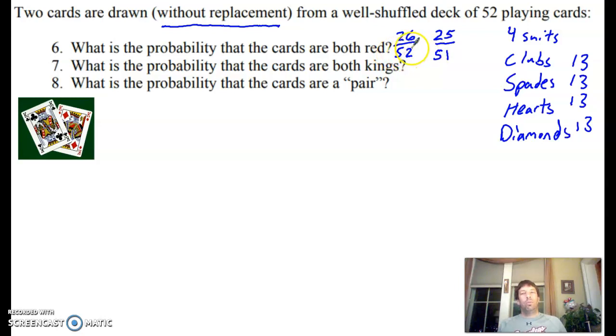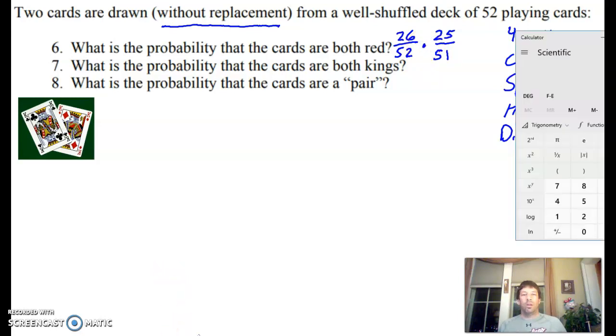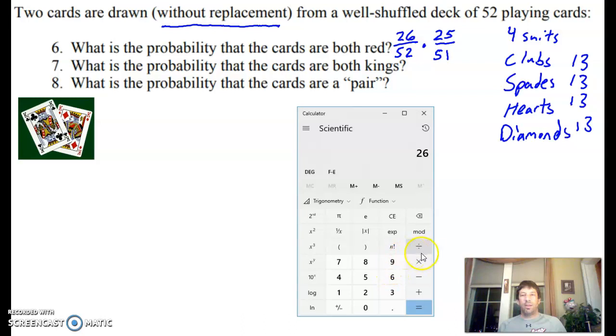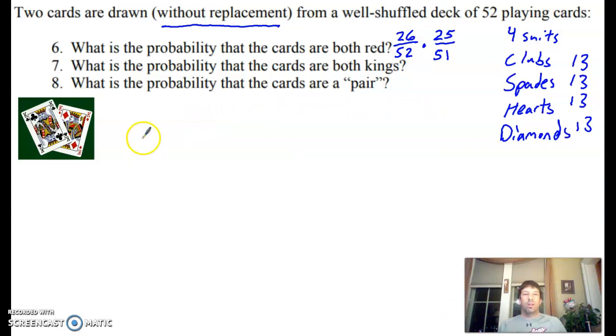And anytime we're trying to find the probability of A and B, so the probability that the first card is red and the second card is red, we multiply those together. Okay, so let's just bring up calculator here. 26 divided by 52 times 25 divided by 51 is about 0.245. So for number 6, there's approximately a 0.245 probability that both cards are red.